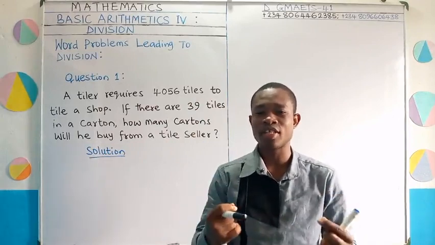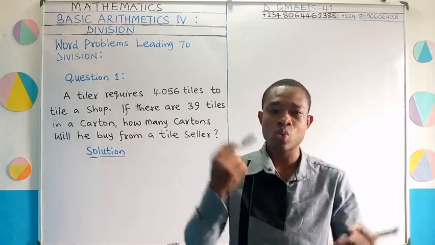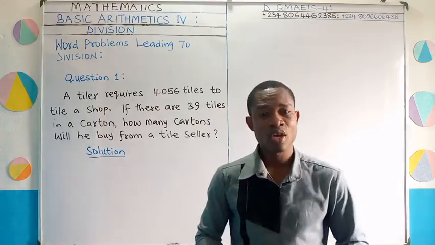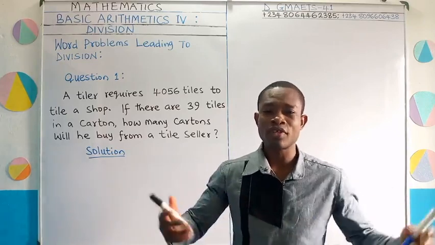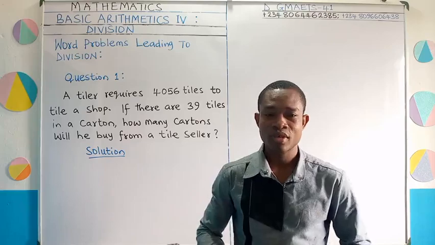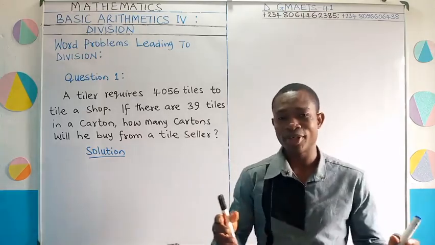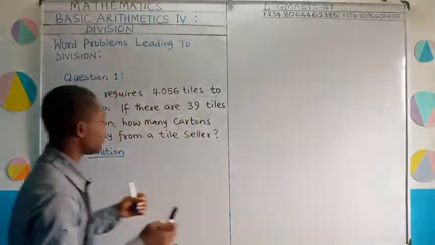I have always said this from the beginning of part 1 of basic arithmetic, which is addition, that we do all of these things in our daily lives. So coming to this problem now, leading to division, let's find out how we do that.